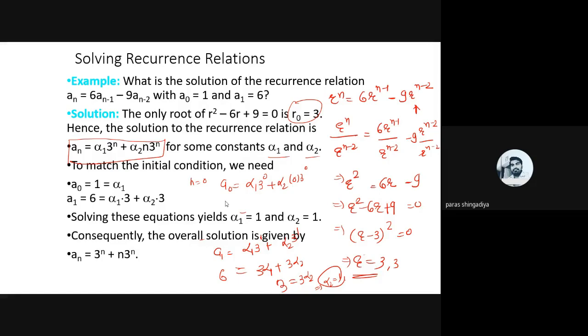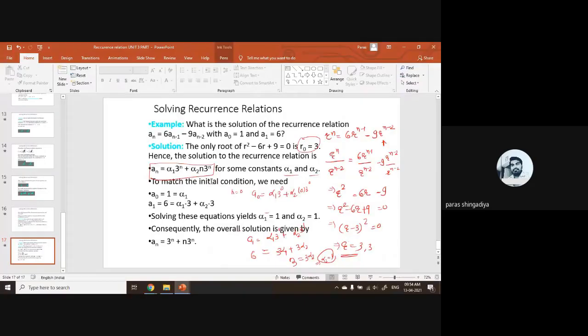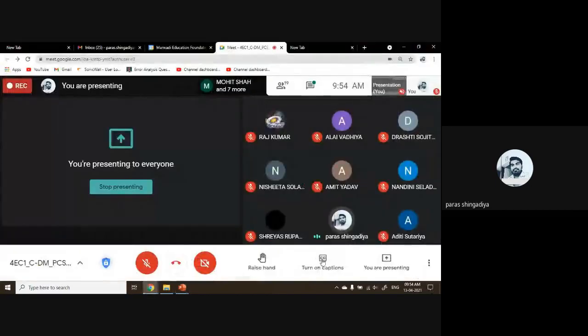All of you have cleared this topic. Is there any confusion? Okay. So now how many examples are remaining in the assignment? How many examples have you completed in assignment 3?